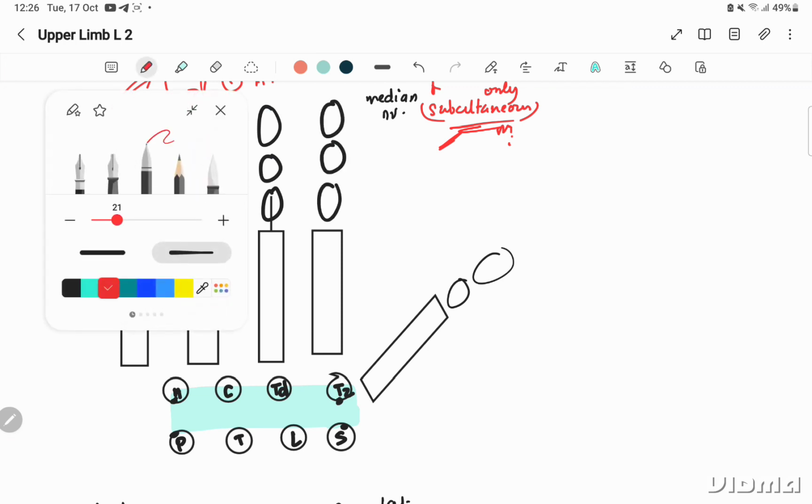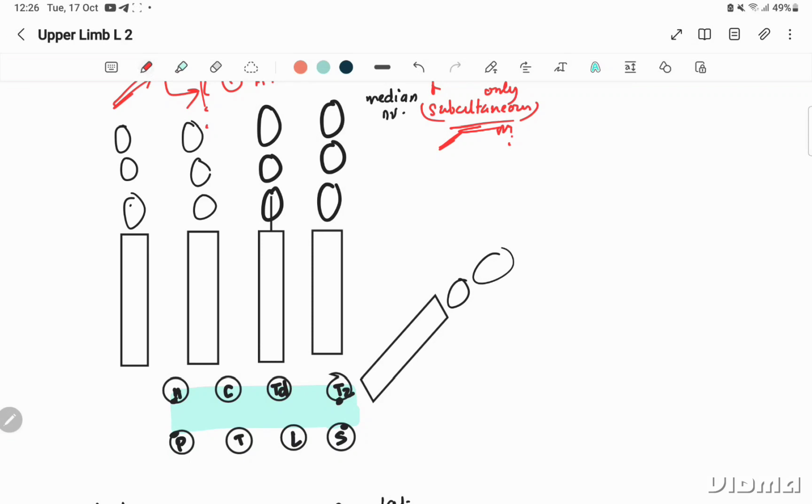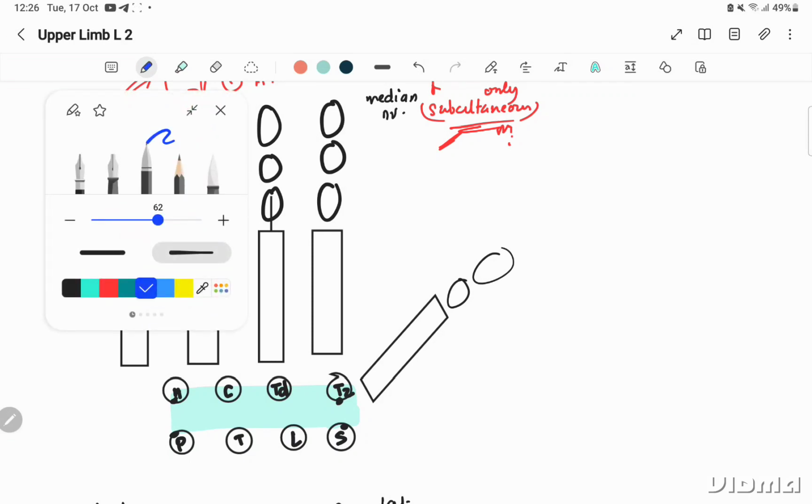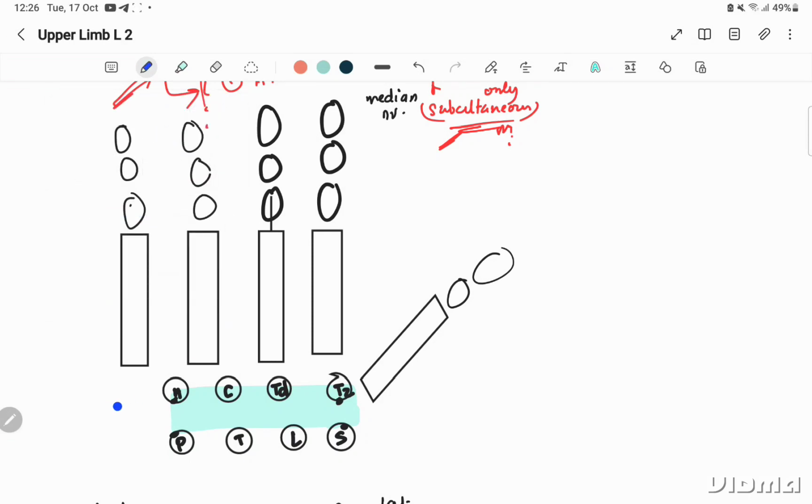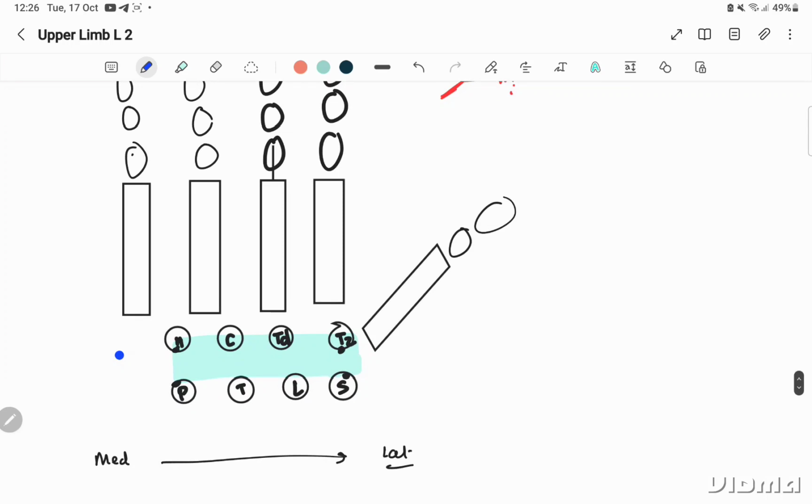Okay, let's label them now. So I will do this in blue color so that it will be visible. So first muscle, let's take abductor pollicis brevis. Abductor pollicis brevis generally attaches to the trapezium and scaphoid, this part.